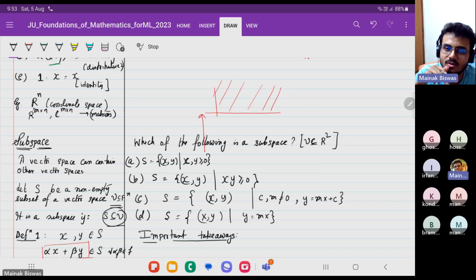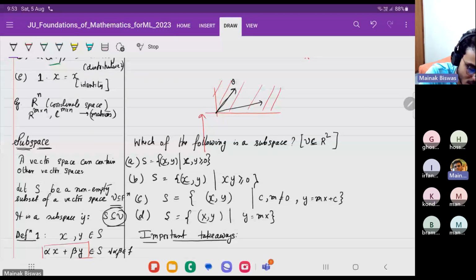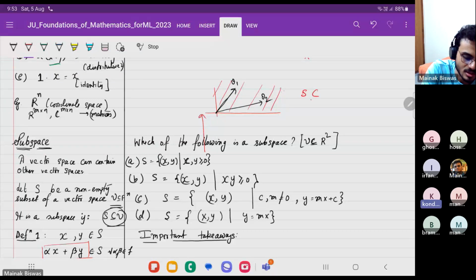Unless we interact, we will not understand. 1 comma 2 and 2 comma 1. You're saying 1, 2 and 2, 1, right? Happy with my two vectors? Yes. Now if I multiply by a negative number, it will not be in the subspace. Very good. So S is a subspace of R square, right? Yes. So what did I tell you?